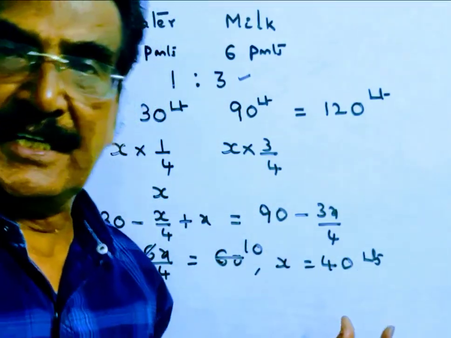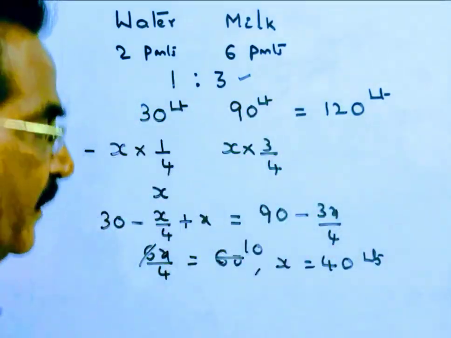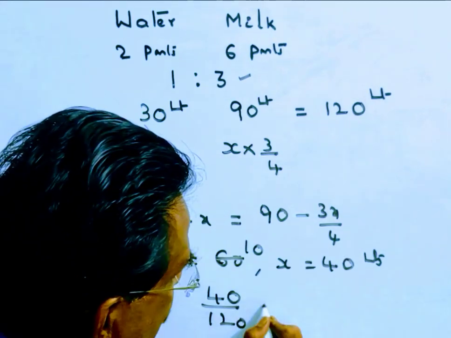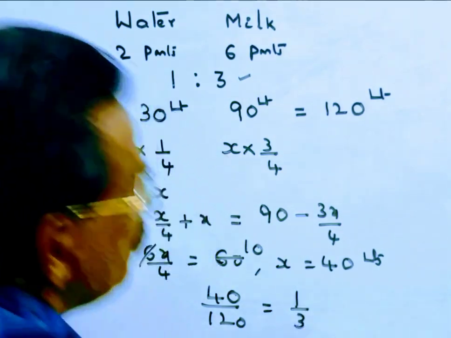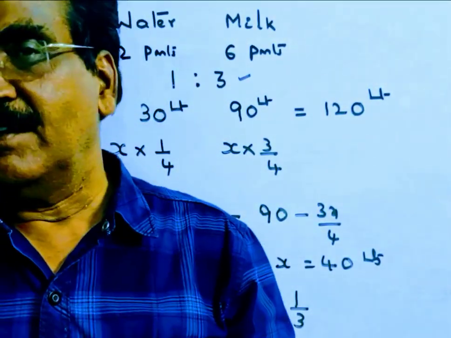Friends, this 40 liters is what part of the total solution? 40 over 120, that is equal to 1 by 3. So friends, 1 by 3 of the solution must be drawn. Thank you.